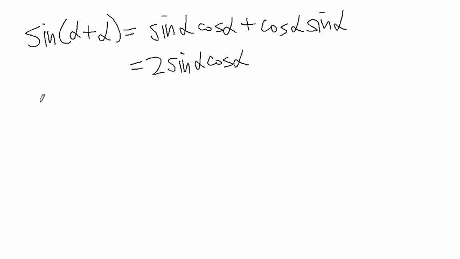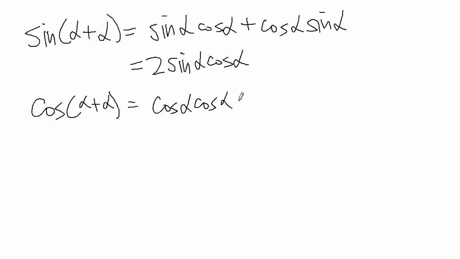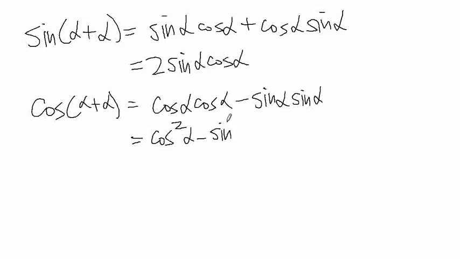Now let's try the sum identity with respect to cosine and alpha plus alpha. So that would give the cosine of alpha times the cosine of alpha minus the sine of alpha times the sine of alpha. That simplifies to cosine squared alpha minus sine squared alpha.